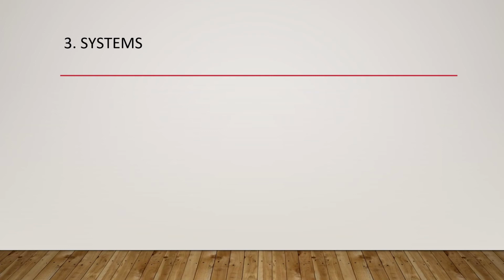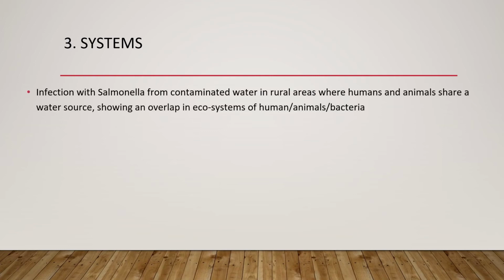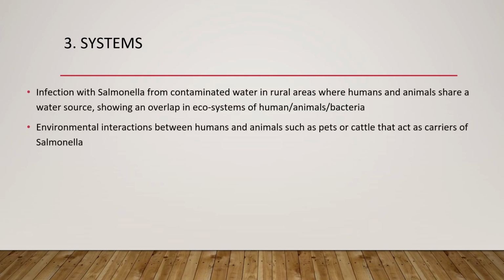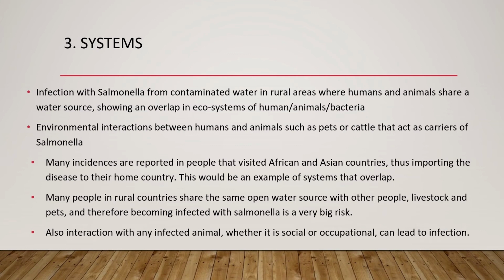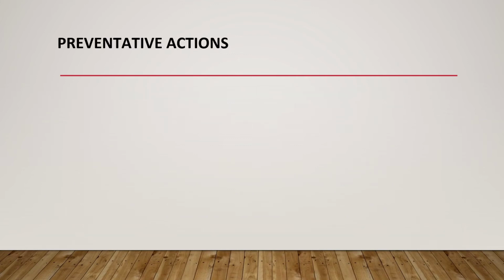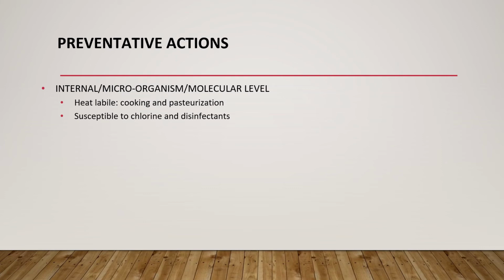At the systems level, many incidences are reported in people that visited African and Asian countries, thus importing the disease to their home country. This would be an example of systems that overlap. Preventative actions on the molecular level target the microorganism. Heat and disinfectant can be used to kill the bacteria. However, freezing does not kill the organism, only decreases its numbers.